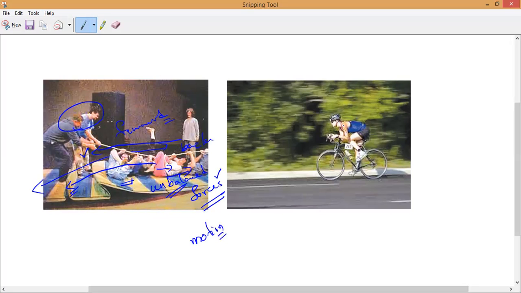Now here one lady is cycling. So what are you people noticing here? Anybody can tell me? This lady is cycling.